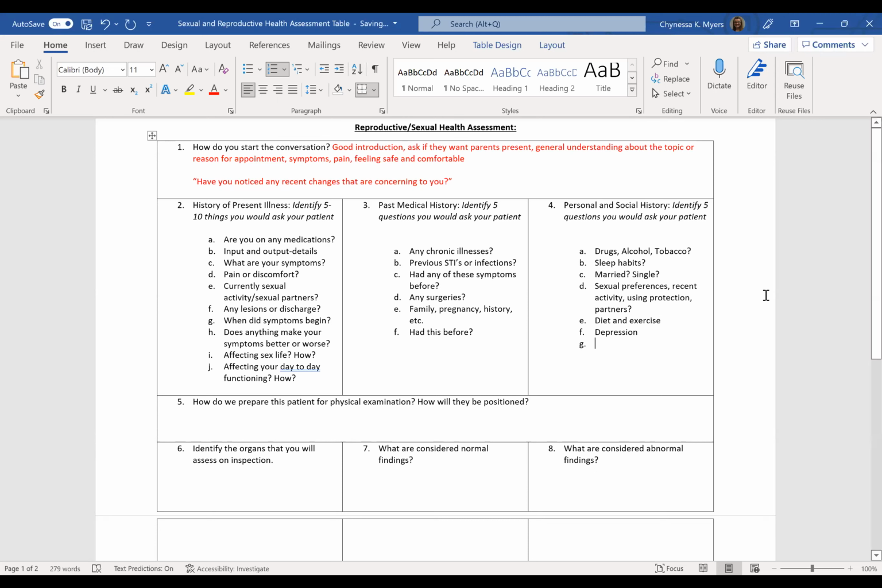Depression. Religious preferences? What'd you say? Religious preferences? Yeah. Religious preferences might help us know a lot about their sexual history and sexual functioning too. Sometimes people aren't satisfied. Religion can have a lot to do with that for various reasons, both good and bad.